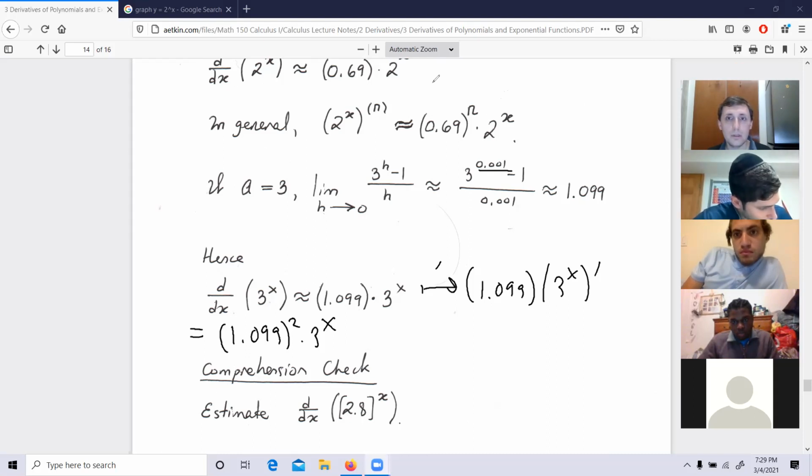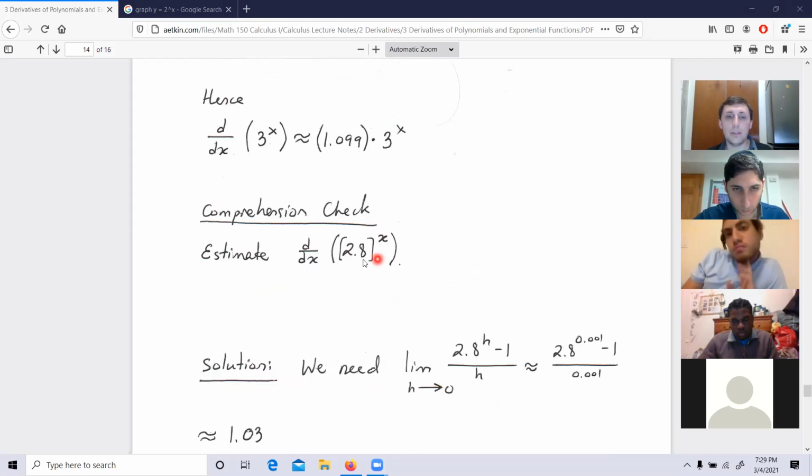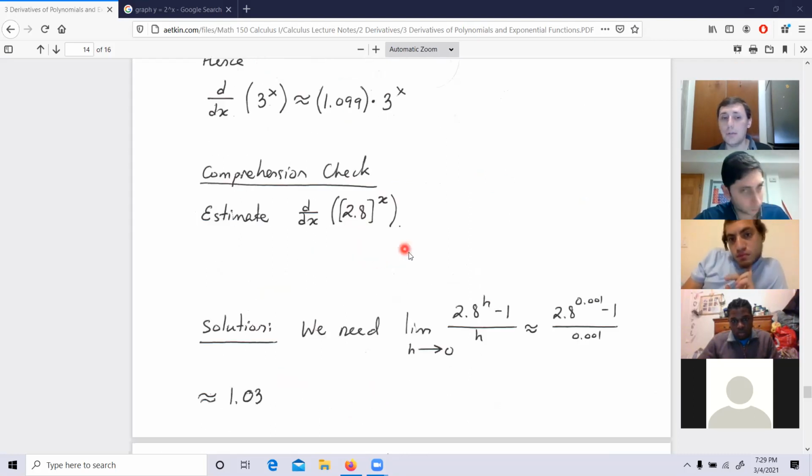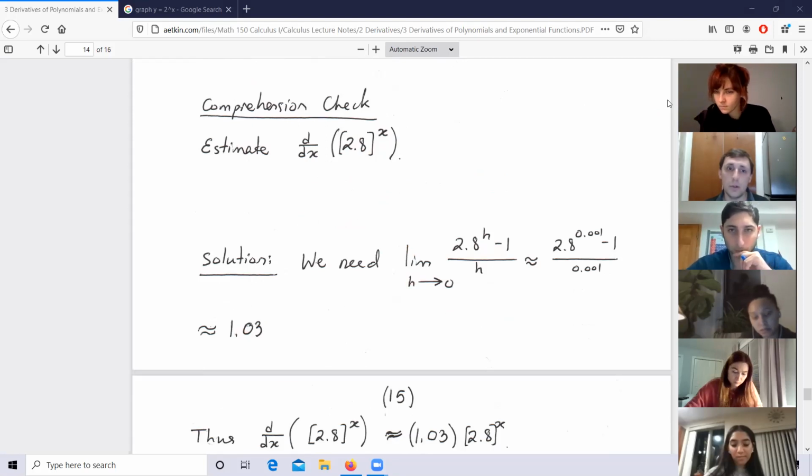Good. Now, we can do it with 2.8. And we see that the derivative of 2.8 at 0 is approximately 1.03, which is even better, slightly closer to 1. Yes?